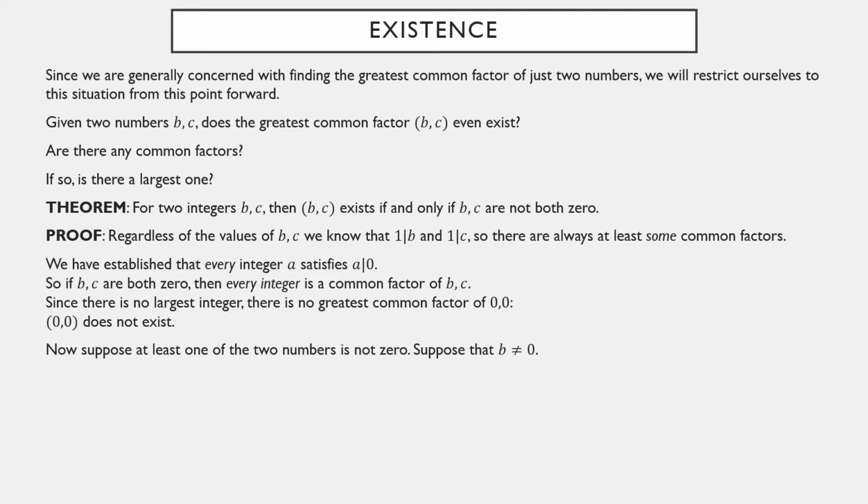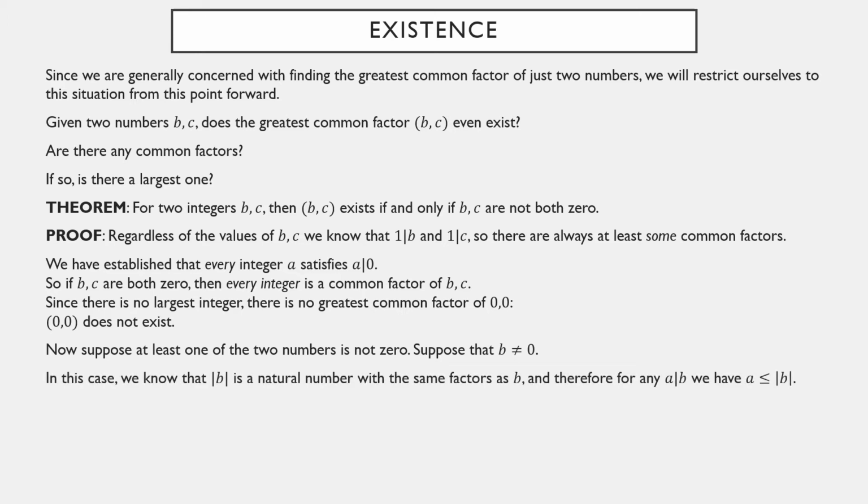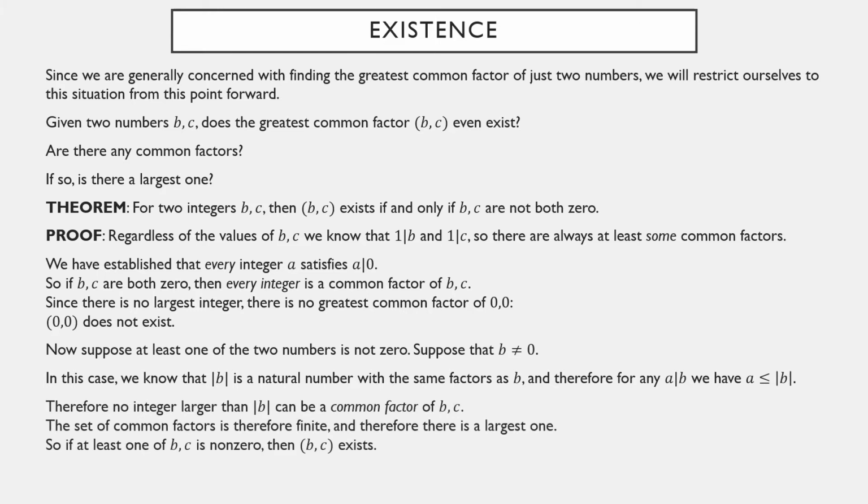We know that there are common factors to find because 1 is a factor of both of them, and we've now assumed that b is not 0. Well, since the absolute value of b is a natural number with the same factors, remember factoring doesn't care about positive versus negative, okay? So we also know for any a which is a factor of b, a must be a factor of the absolute value of b and therefore cannot be larger than the absolute value of b. So no integer larger than the absolute value of b is a factor of b at all, and therefore it can't be a common factor of b and c. Not even worrying about whether numbers are factors of c, if it's larger than the absolute value of b, it's not even a factor of b to begin with.